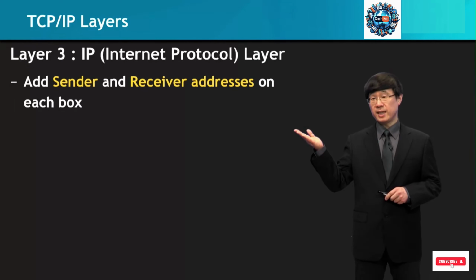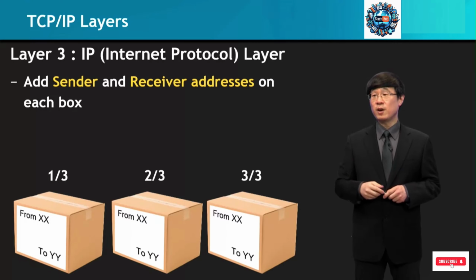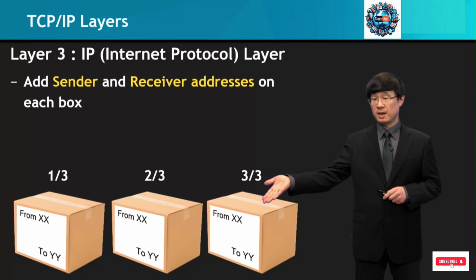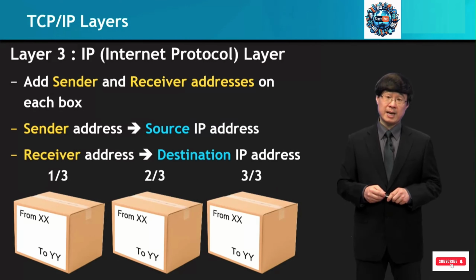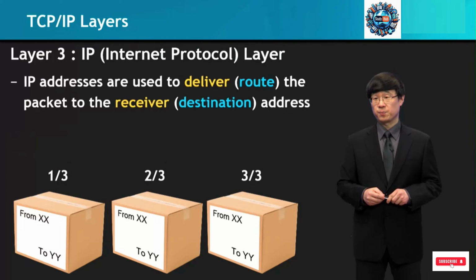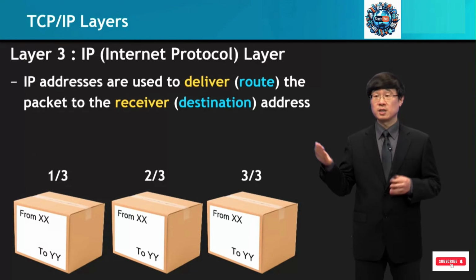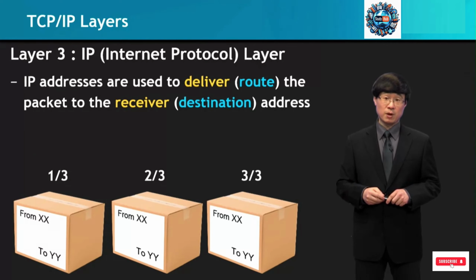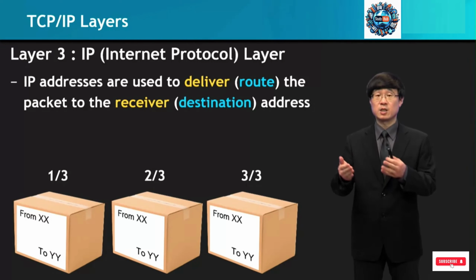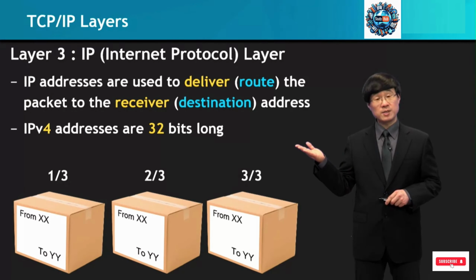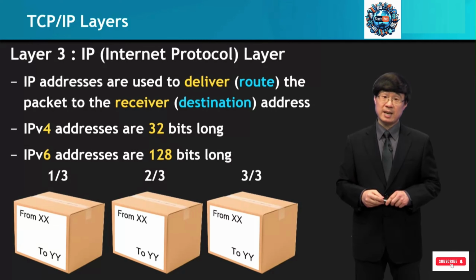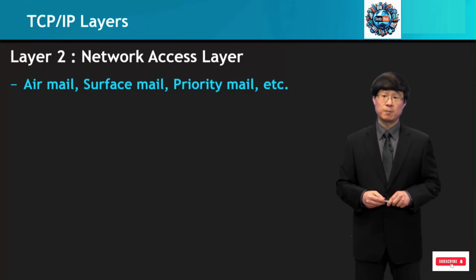Then, the IP layer will add sender and receiver addresses on each box, like you see down here. The sender address is like the source IP address, and the receiver address is like the destination IP address. IP addresses are used to deliver the packet to the receiver, where the delivering process is the routing, and the receiver is indicated in the destination address. IPv4 addresses are 32 bits long, and IPv6 addresses are 128 bits long.